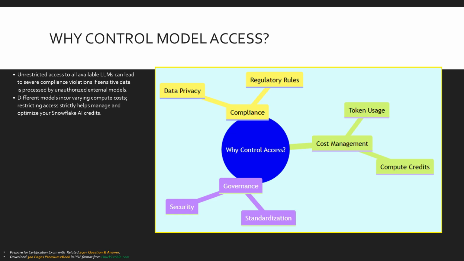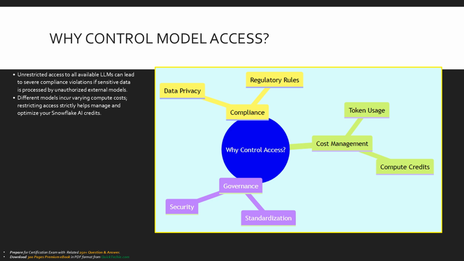Why do we even need to control model access? Why not let data scientists and business analysts use whatever model they want? The answer boils down to three enterprise pillars: compliance, cost, and complexity. First, compliance. Unrestricted access might allow highly sensitive data to be processed by a third-party model that hasn't been vetted or approved by your InfoSec team.